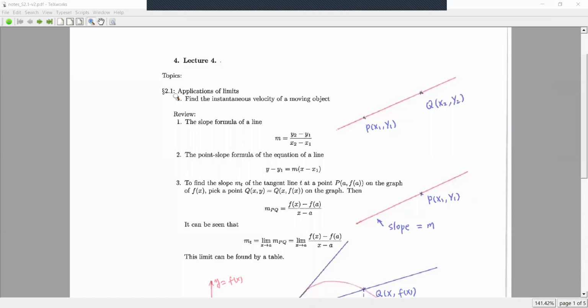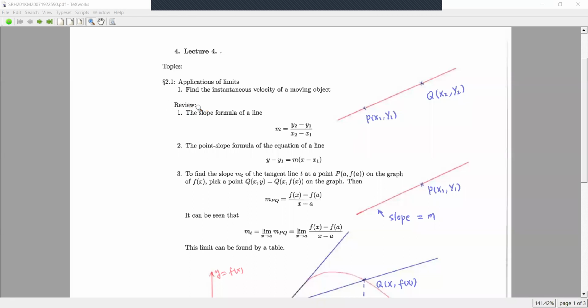Section 2.1 presents two applications of limits. In the last class, we saw that a limit can be used to find the slope of a tangent line. Today, we will use a limit to find the instantaneous velocity of a moving object.